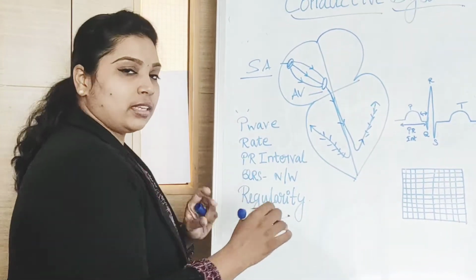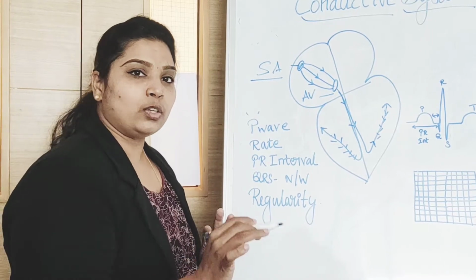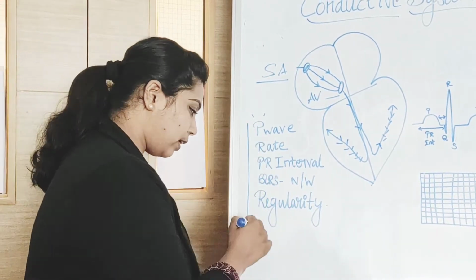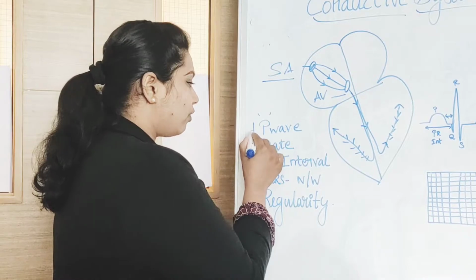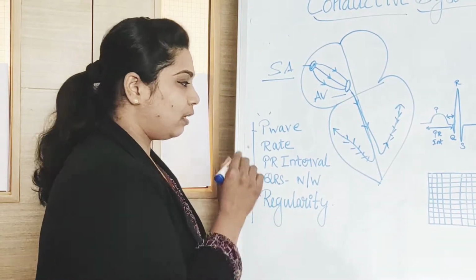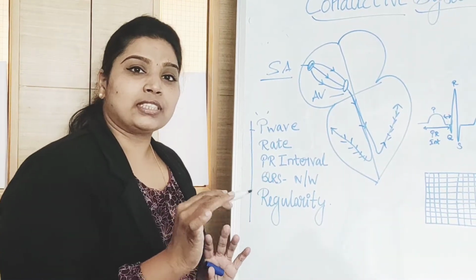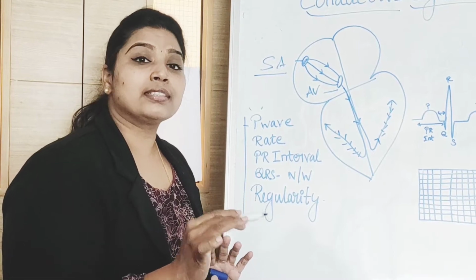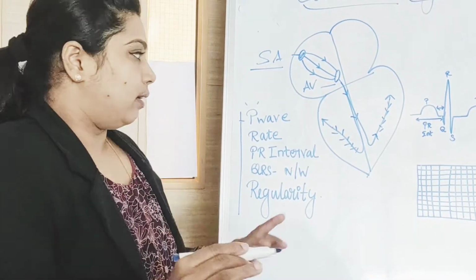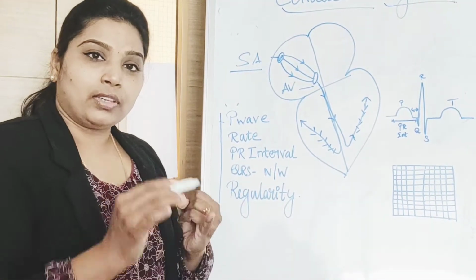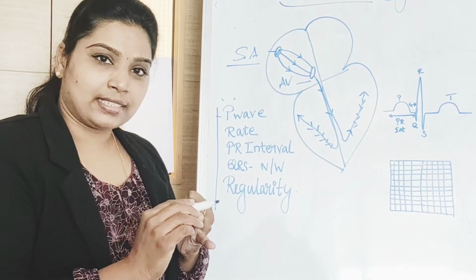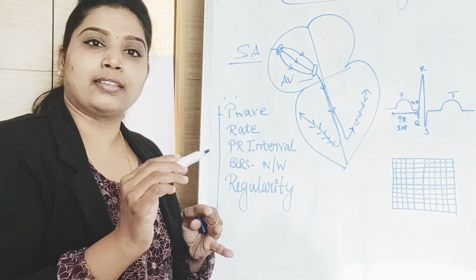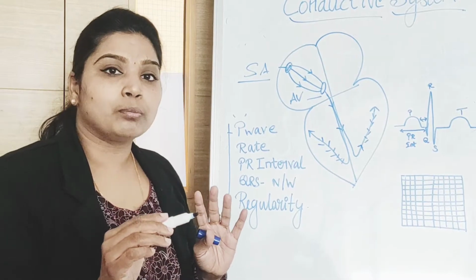Based on this, if you are going to read any ECG, you have to keep in mind these 5 criteria. First one is the P wave. Any rhythm which has a P wave is a sinus rhythm. Like we may have a P wave in sinus brady, sinus tachy and normal sinus rhythm. In these 3 rhythms we have a P wave.